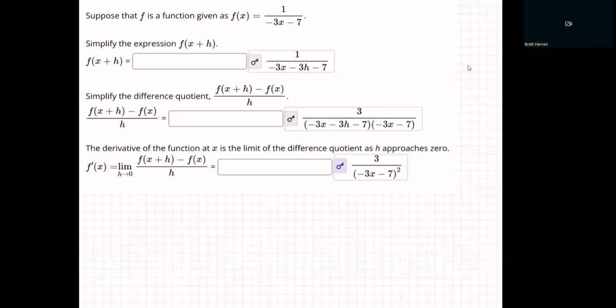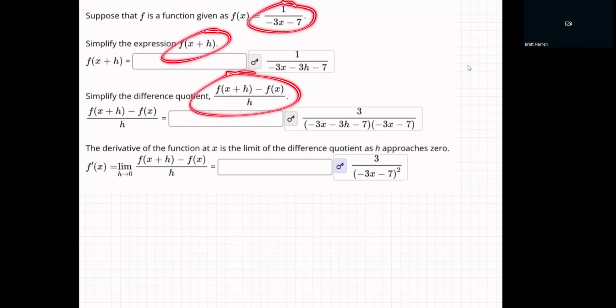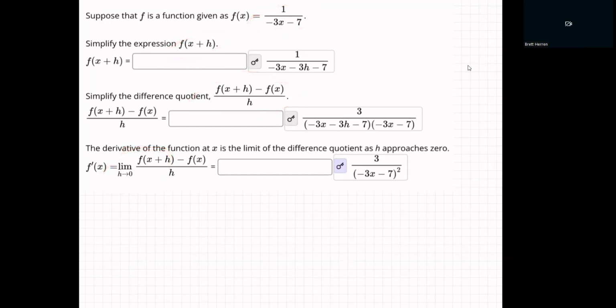Okay, so on this question, they give us a function and they want us to find f of x plus h, and then the difference quotient, f of x plus h minus f of x over h, and then the limit as h goes to 0 of that difference quotient. It's going to be a bit of work. So first off, let's start up here, f of x plus h. That means take x plus h and plug it right in there for x. So I'll do that one right here.